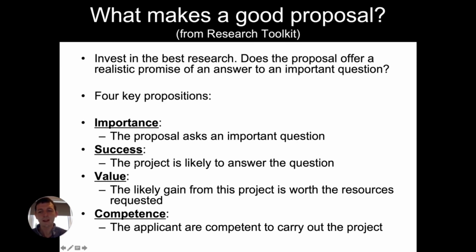So what kind of things can you put in the proposal that convince the reader that you're likely to answer the question? Thirdly, we have the value proposition, and this is the likely gain from the project. Is it worth the resources that you need to complete the project? And although there's a huge difference in scale between an undergraduate project and a project funded by a research council, you still require a resource to conduct your research.